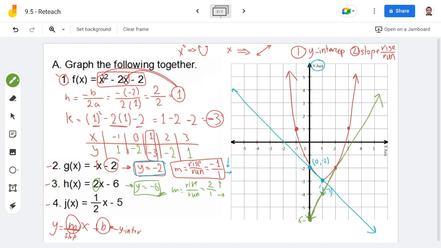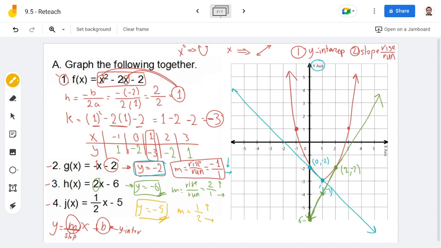And how many solutions do I have? I have one solution. It only intersects at this point here, which is 2 and negative 2. Okay, now let's graph the last one in the yellow. So now y is equal negative 5. Okay, and the slope, rise over run, is already given, 1 over 2. 1 up, 2 to the right.